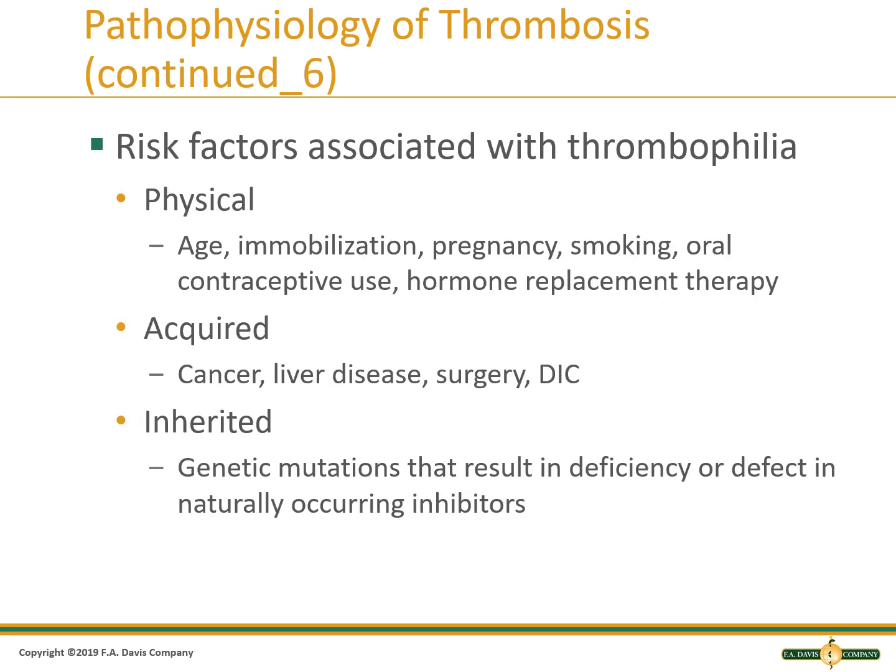Risk factors that are associated with thrombophilia, meaning an increased amount of clot formation. Physical risk factors can be age, immobilization, meaning you're not able to get up and move around, maybe you're bedridden, pregnancy, smoking, oral contraceptive use, and hormone replacement therapy. Acquired risk factors are cancer, liver disease, surgery, or DIC. Inherited risk factors would be genetic mutations that result in a deficiency or a defect in naturally occurring inhibitors.